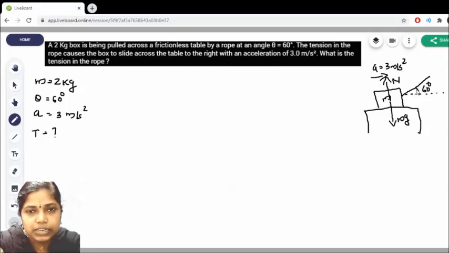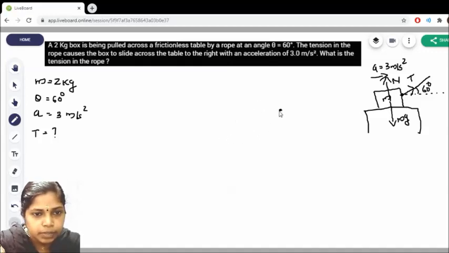In which direction will the tension act? If we are taking this contact point, the tension will be acting just like a pulling force from this point. So this will be the direction of tension. Right, let's do the free body diagram. This is the object with the mass m. We have to draw the free body diagram of this object.